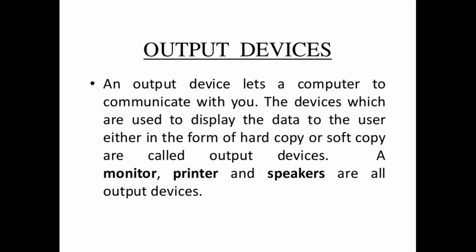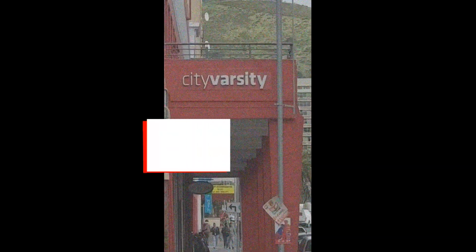What is an output device? An output device lets a computer communicate with you. The devices which are used to display the data to the user, either in the form of hard copy or soft copy, are called output devices. A monitor, printer and a speaker are all output devices.